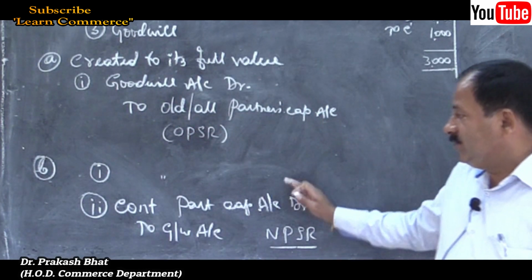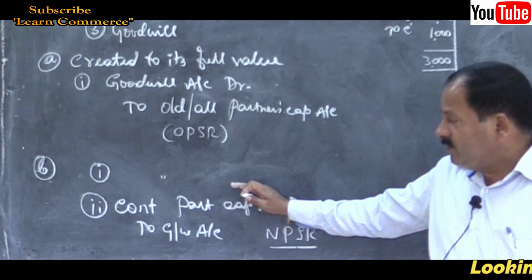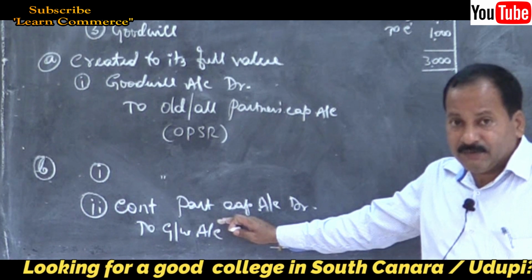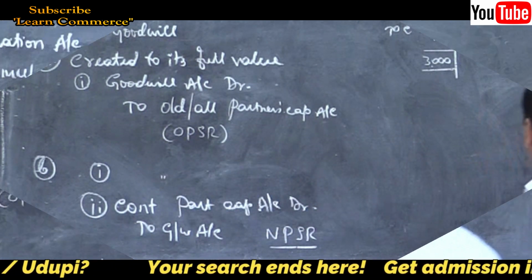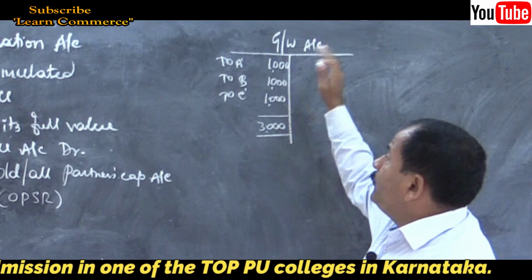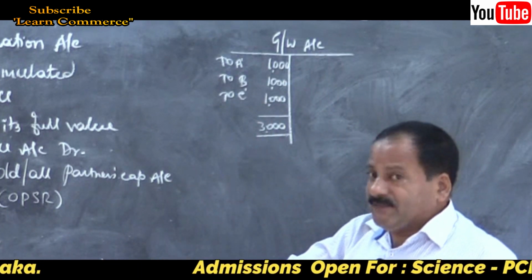So two entries will come here. First, goodwill account debtor to old partners' capital account, that is all partners' capital account. Then the second entry, for writing off the goodwill: continuing partners' capital account debtor to goodwill account. That is the second entry. So remember, if you post this entry here, let me take up the second method.